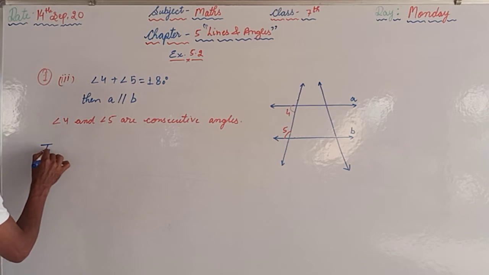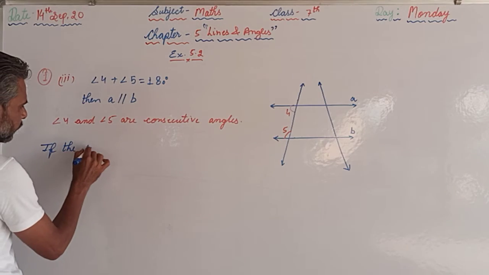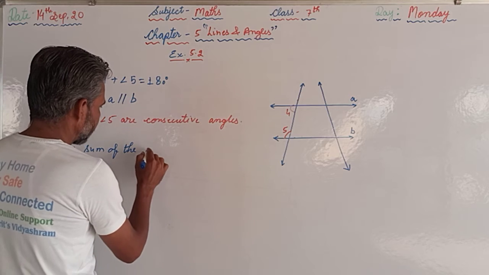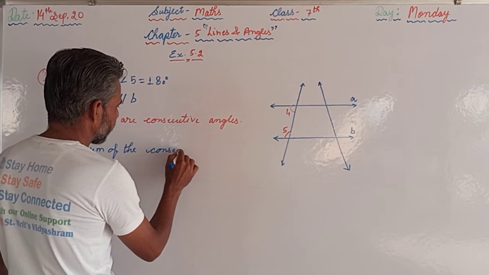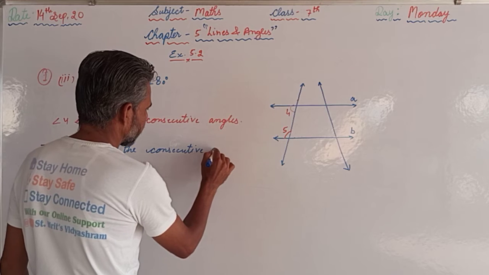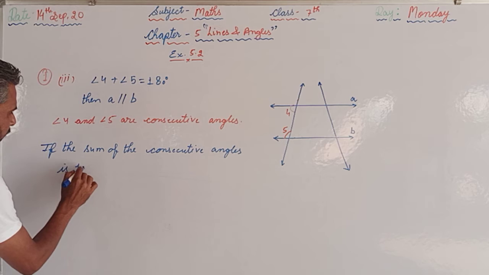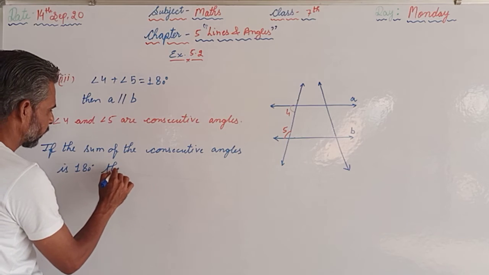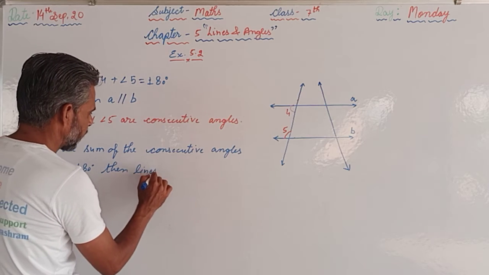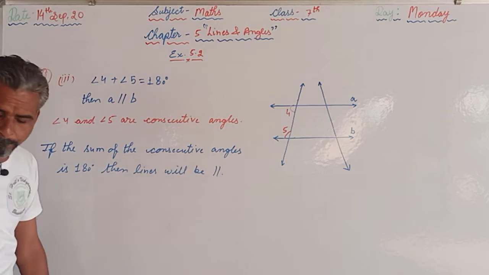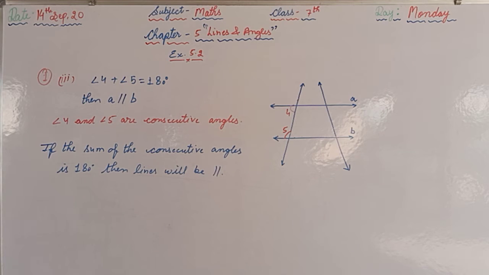So if the sum of the consecutive angles is 180 degrees, then lines will be parallel. So this was the third part of question number 1. At the same time, now we have completed question number 1.